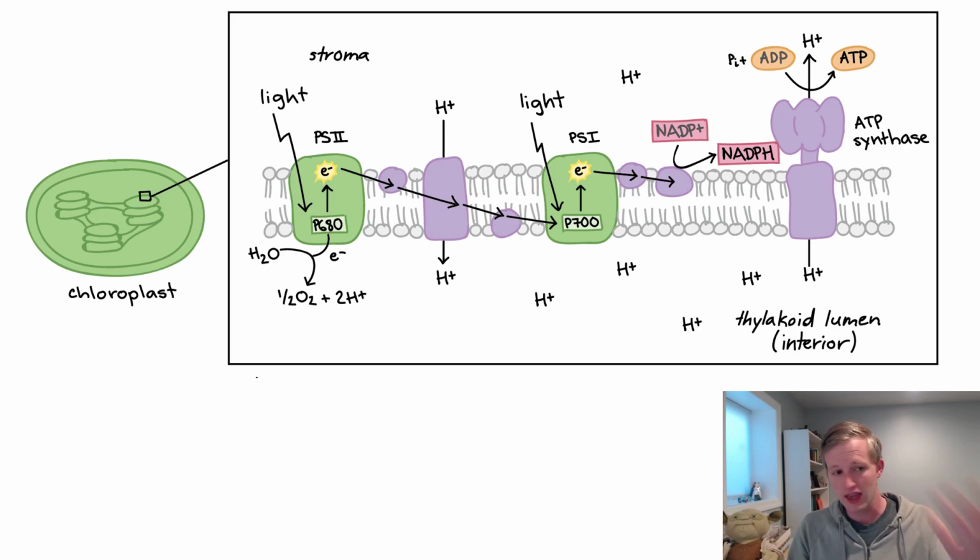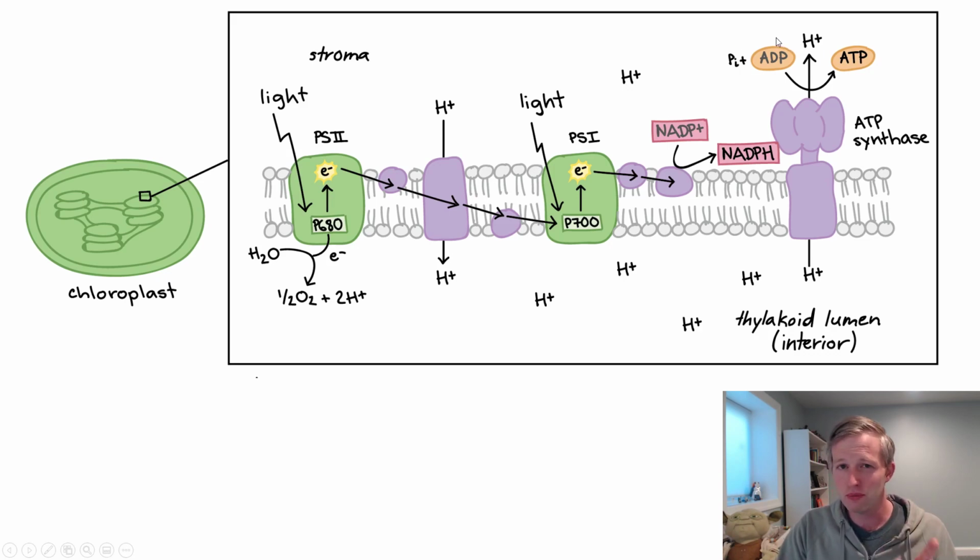ATP synthase is like, hey, come on through, hydrogens, but as you come through, I'm going to mooch just a little bit of your kinetic energy, and I'm going to use that to create ATP. And that's what's happening here. So there's our second product of the light-dependent side. We have the NADPH, we have the ATP, both of our energy-carrying molecules, which is awesome.